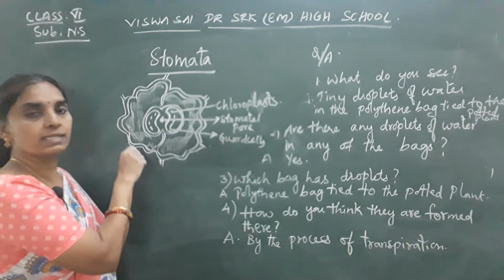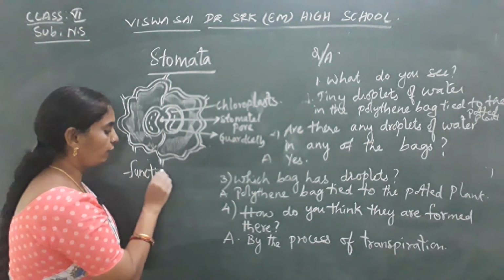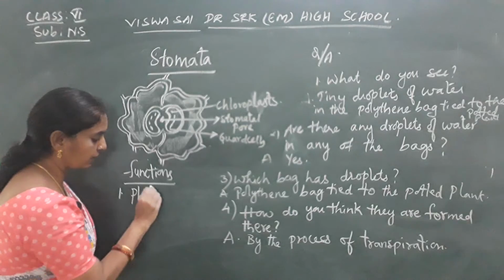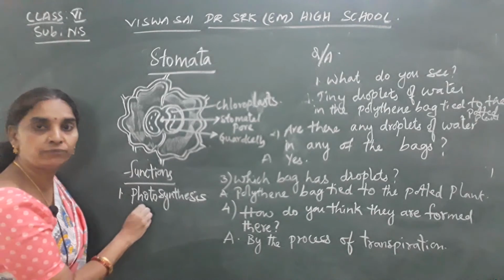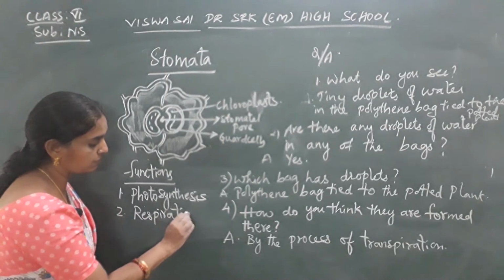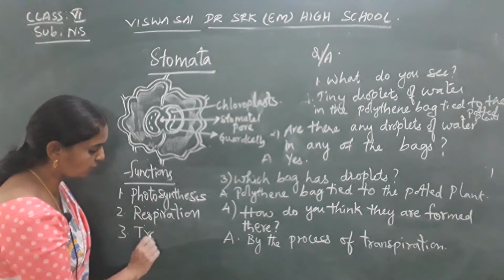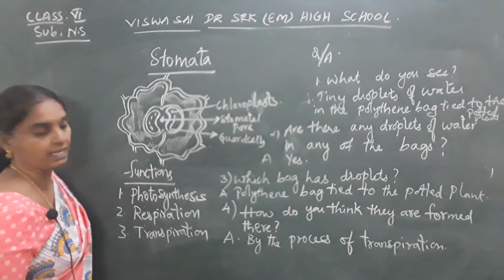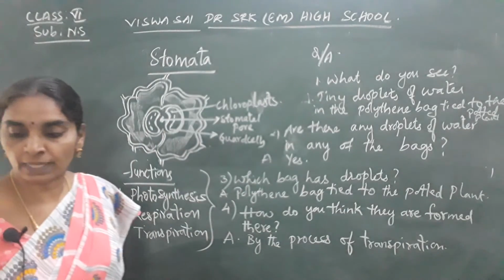Okay, children? So this is the structure of the stomata. The functions of stomata are preparation of food, respiration and transpiration. First one, preparation of food, that is called photosynthesis. It is the preparation of food for the plant. Next, exchange of gases. It takes in carbon dioxide and gives out oxygen. This is called respiration. Next, excess water is expelled out from the plant body and the process is called transpiration. So these are the functions of the stomata present in the leaves.